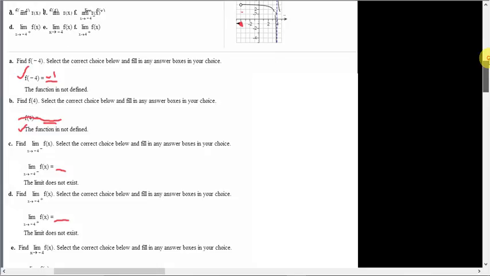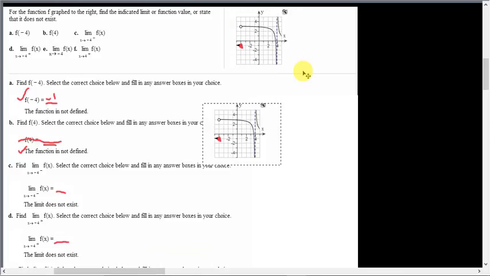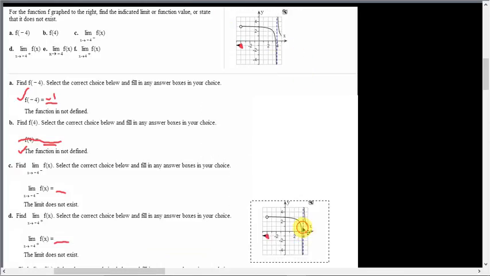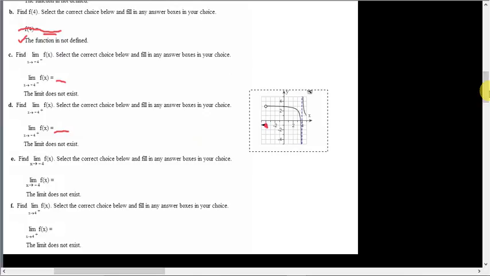Alright, let me see if I can copy that little graph. Use the little mouse. Copy it. Just paste it down here so we can see it. Alright. Okay.